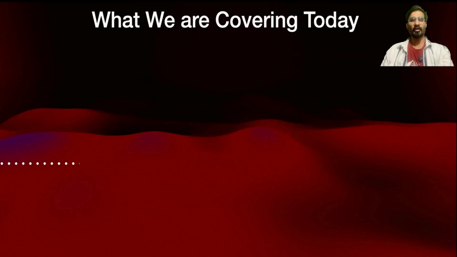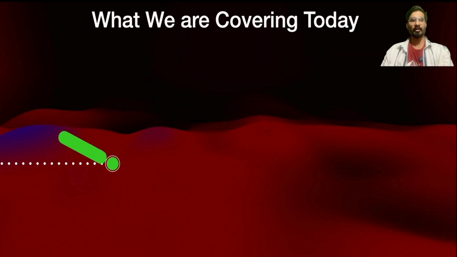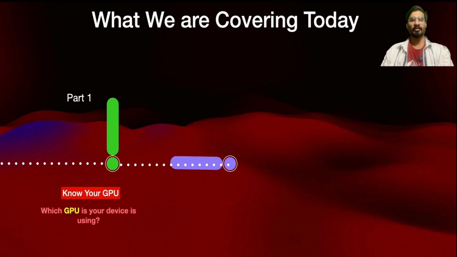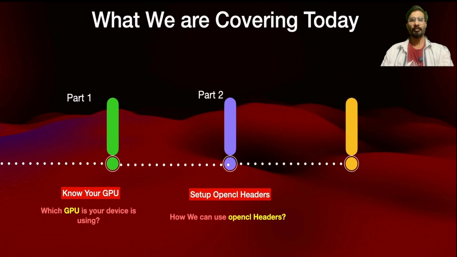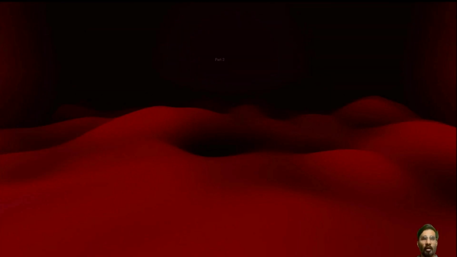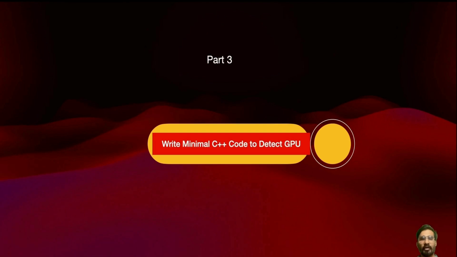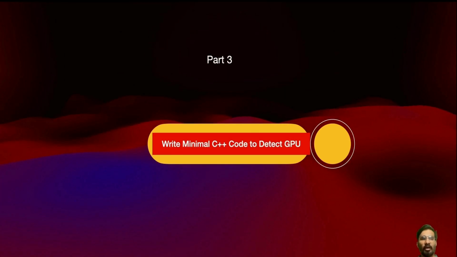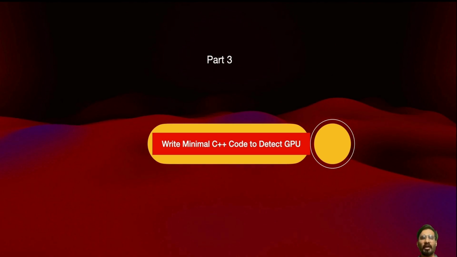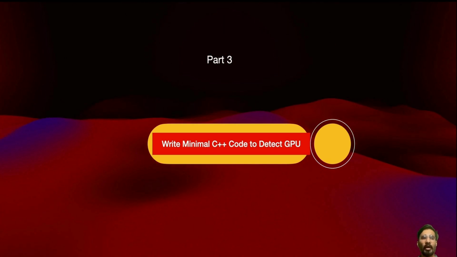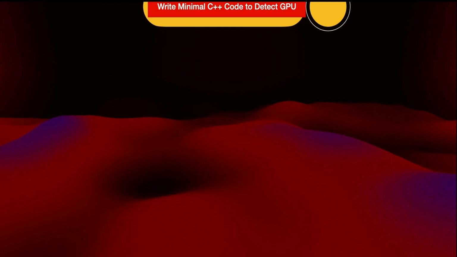Till now, we have completed the API needed to detect our GPU device for OpenCL and how to install OpenCL headers. Let's move to part 3, that is how to detect a GPU device using OpenCL. Welcome to the third part of today's video, where we go in depth on how to write a C++ program and use the OpenCL API to detect which GPU device the system is using. The goal is to help you understand each step conceptually and how it maps to the actual code. Let's see step by step.